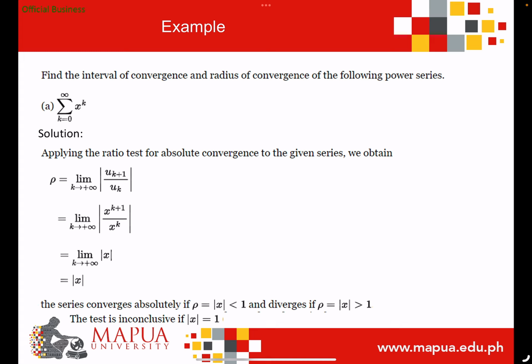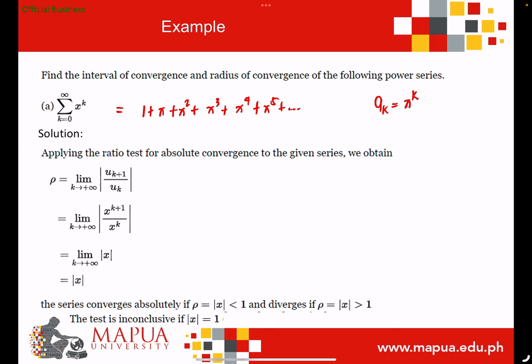As an example, find the interval of convergence and the radius of convergence of the following power series. Let us consider the summation of x raised to k for k equal to 0 to infinity. So this means that we will be having 1 plus x raised to 1 plus x squared plus x cubed plus x to the fourth plus x to the fifth, and so on. So the general term a sub k is equal to x raised to k.